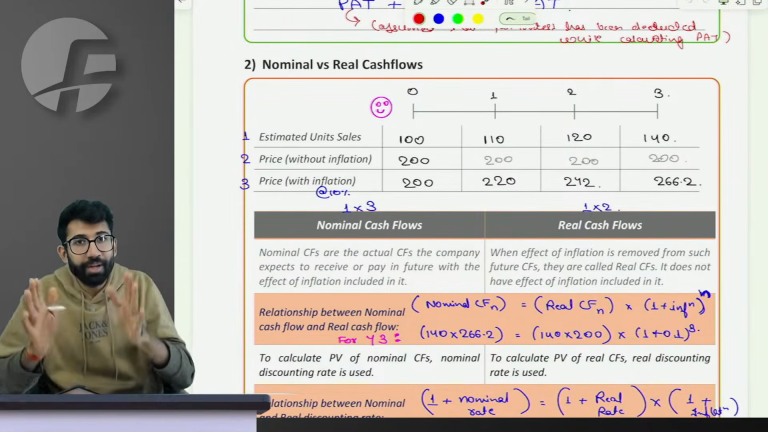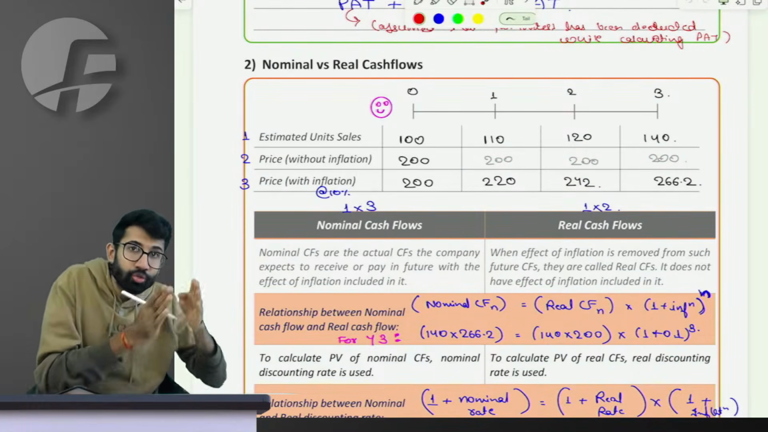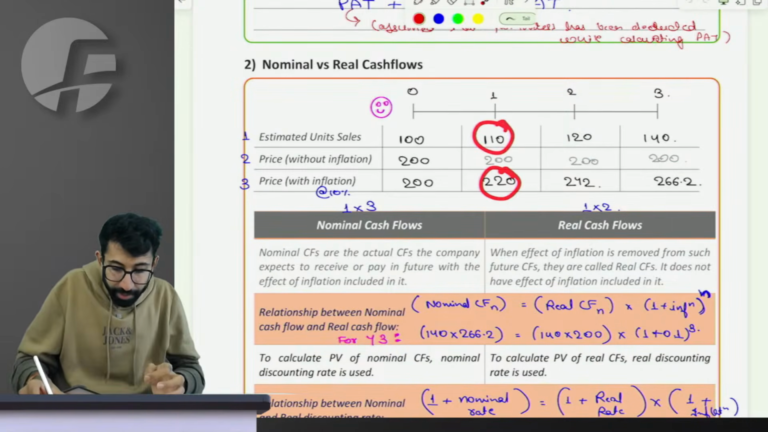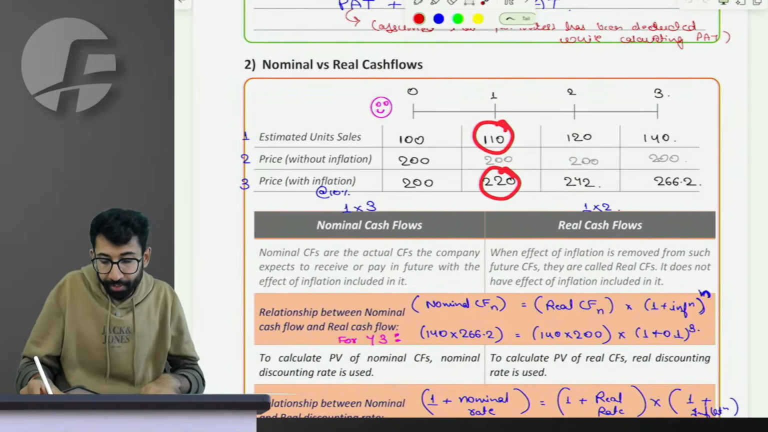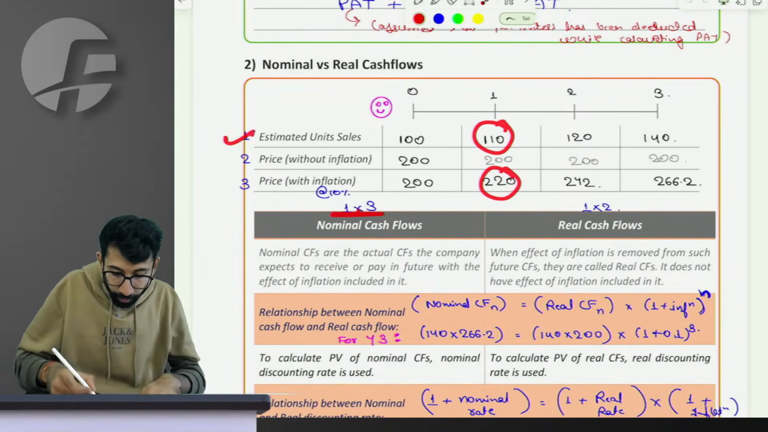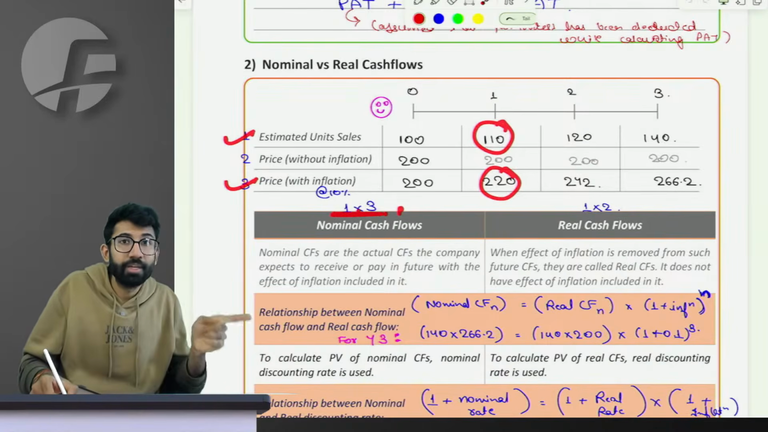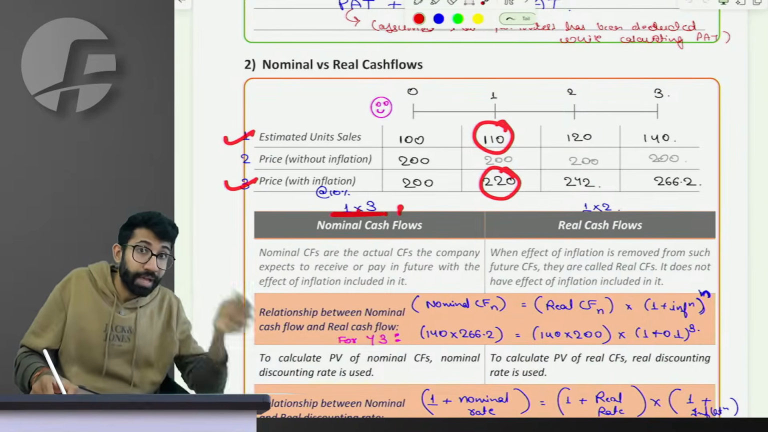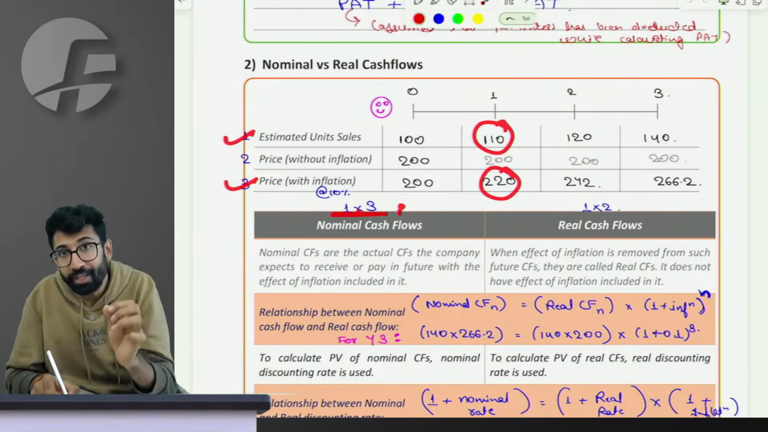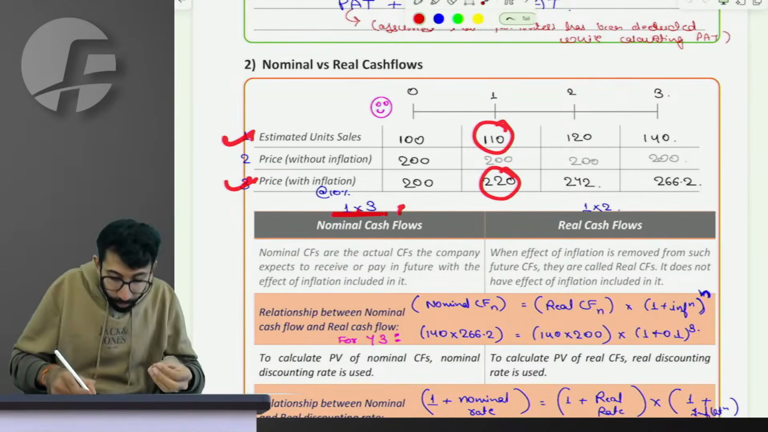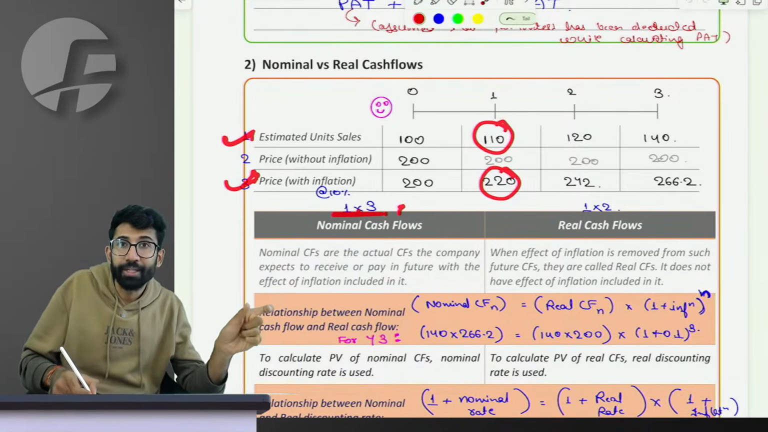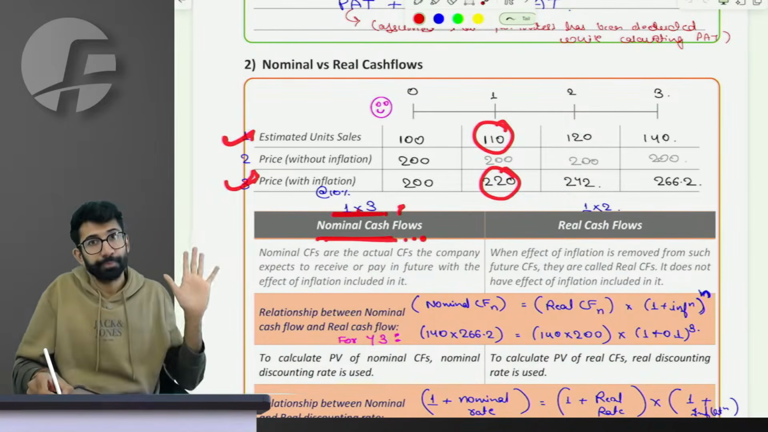Obviously, if I ask you what will be my actual cash inflows of year 1, 2 and 3, it will be like 110 units into 220 price per unit. These are going to be my actual cash inflows for the next 3 years. These actual cash inflows, which are based on the actual prices of the respective years, which include the effect of inflation in them, are nominal cash flow.